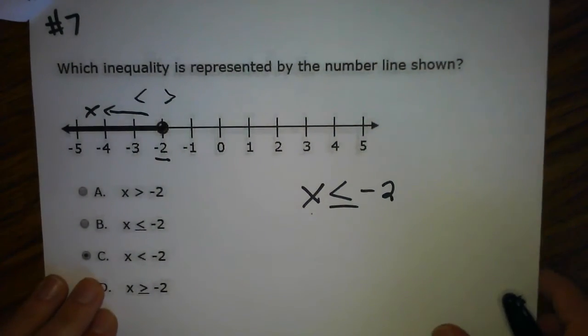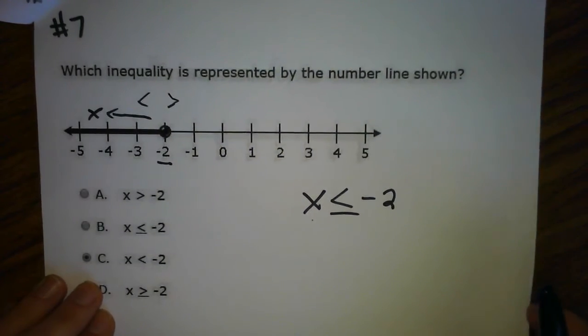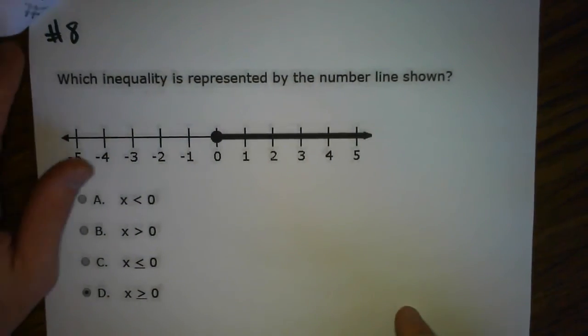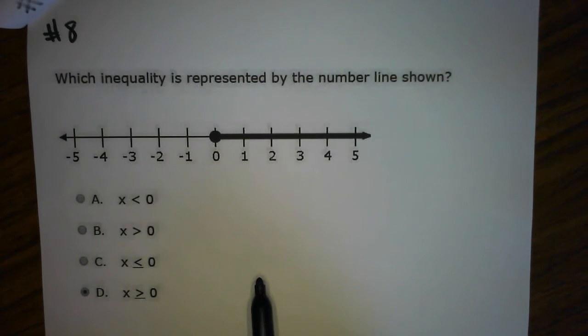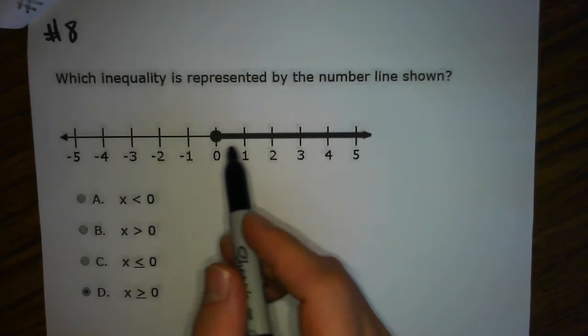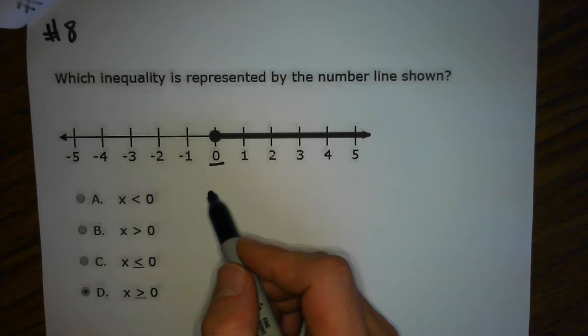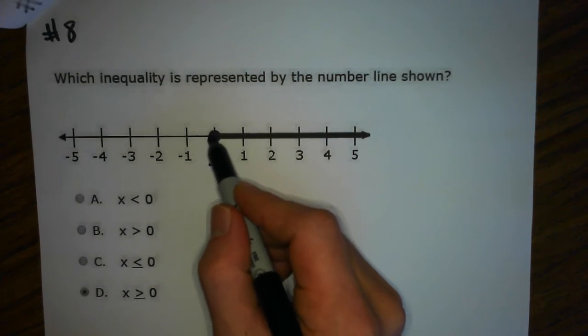But since it's open circle, it's x is less than -2. Alright, number 8. Which inequality is represented by the number line shown? Same type of question, except this time, first of all, we're at 0 on the number line. This time the circle is shaded in.